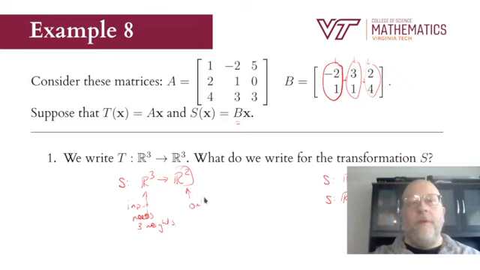So the output has only 2 components. So it goes from 3 dimensions down to 2 dimensions. Okay? All right. Let's move on.